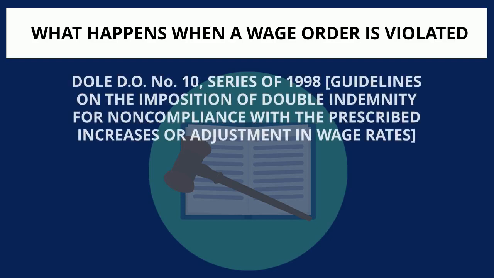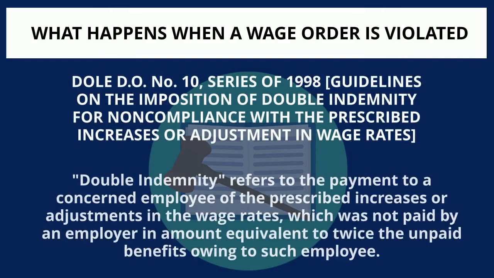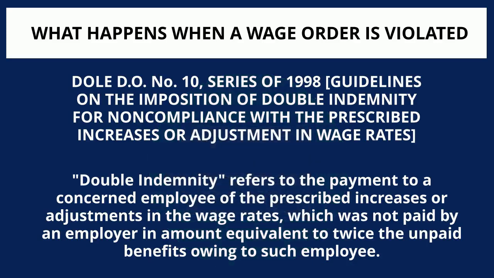Double indemnity was also defined in the guidelines on the imposition of double indemnity for non-compliance with the prescribed wage rate or adjustment, which was not paid by an employer. It means twice the unpaid benefits, and violation refers to the refusal or failure to pay an employee the prescribed increases or adjustments as may be established by the regional director.